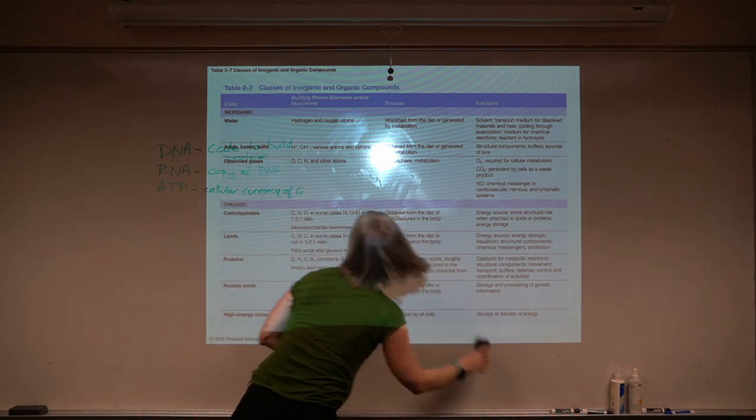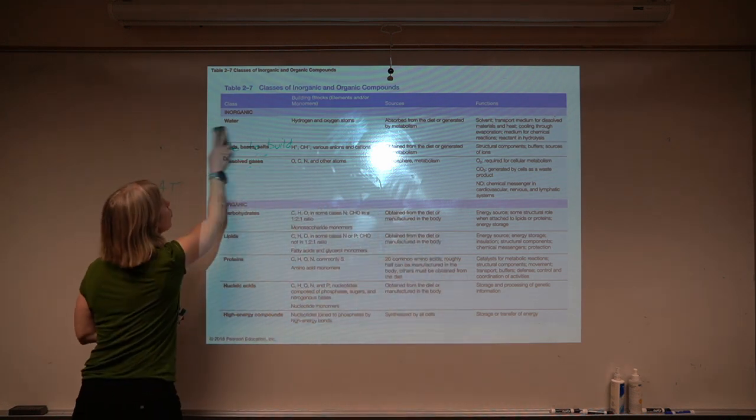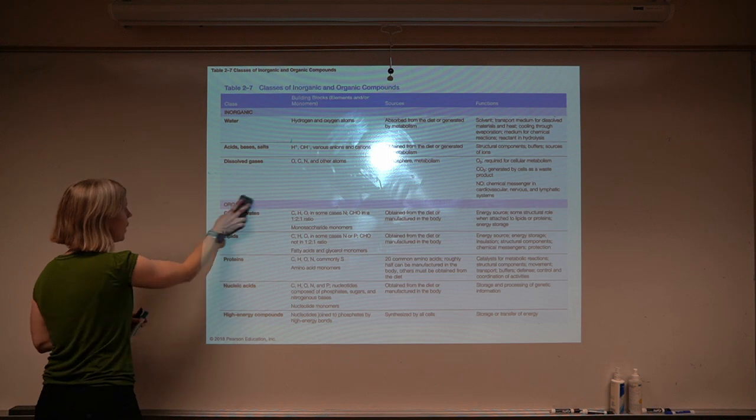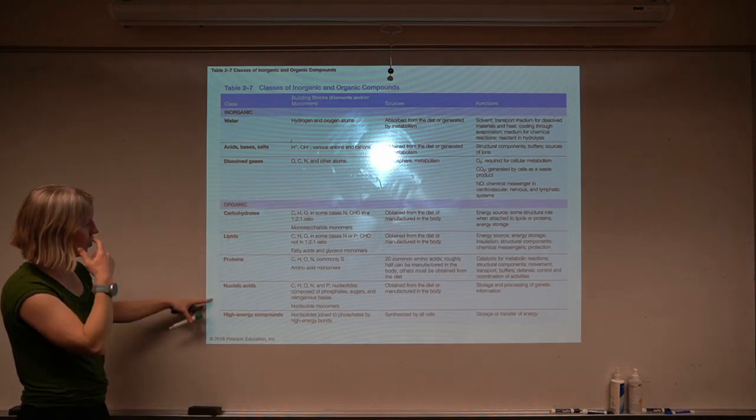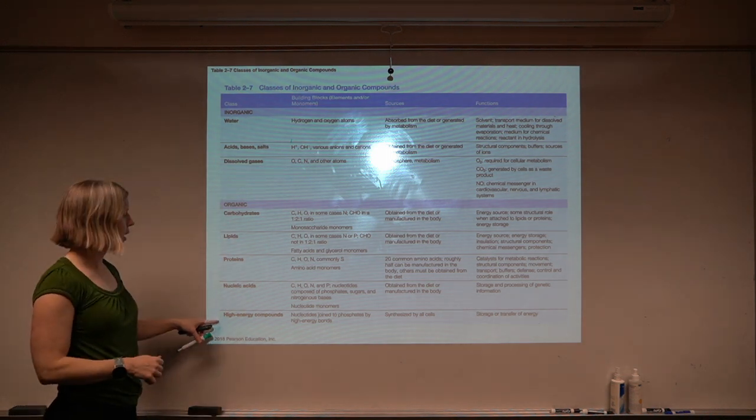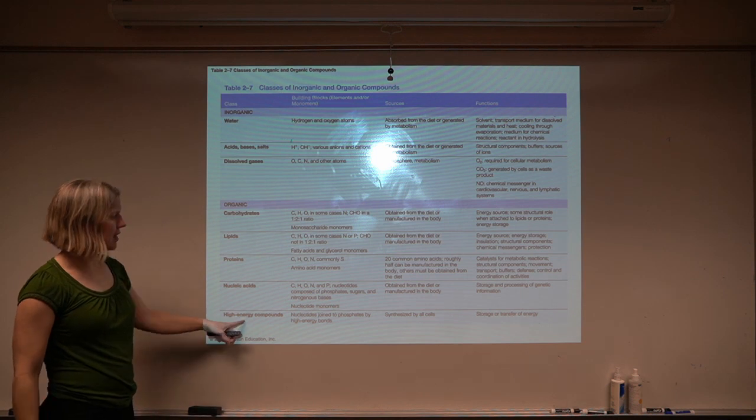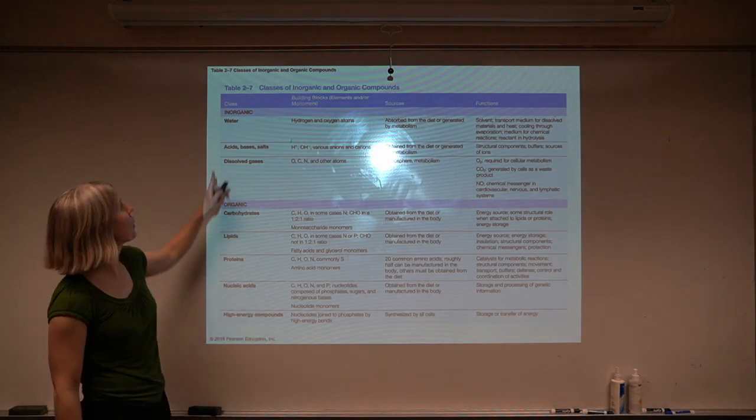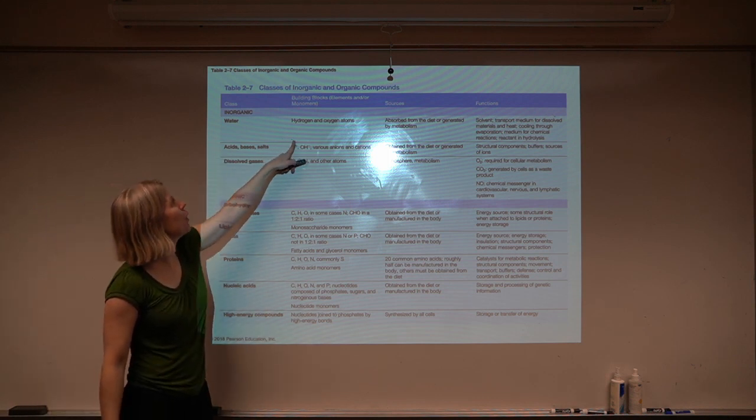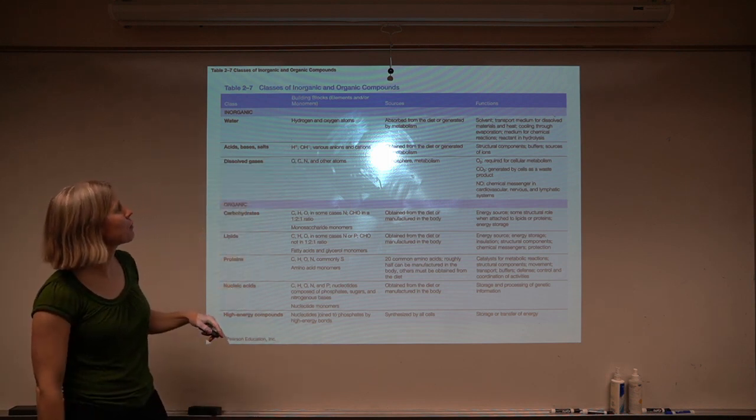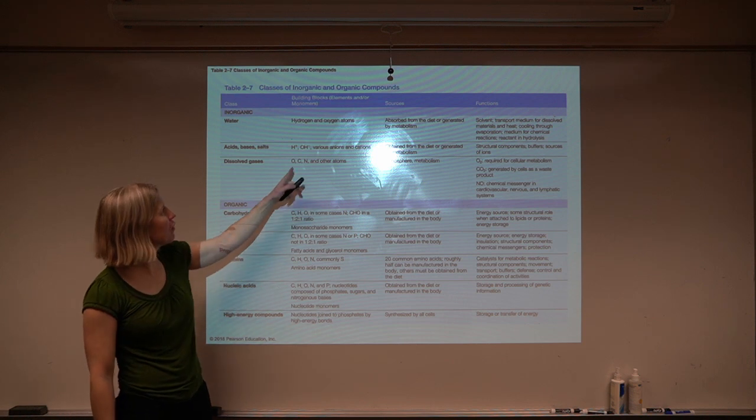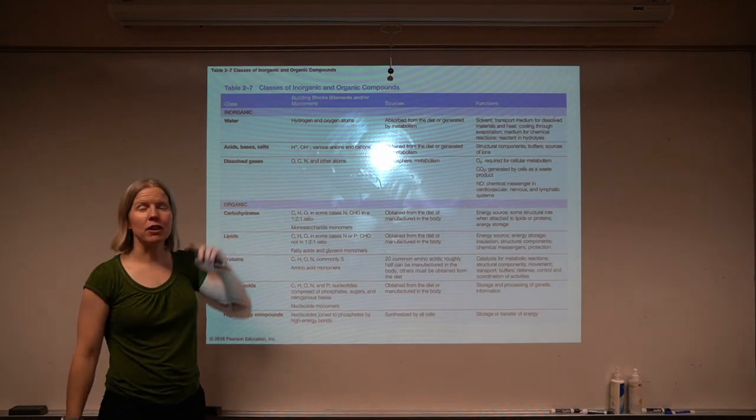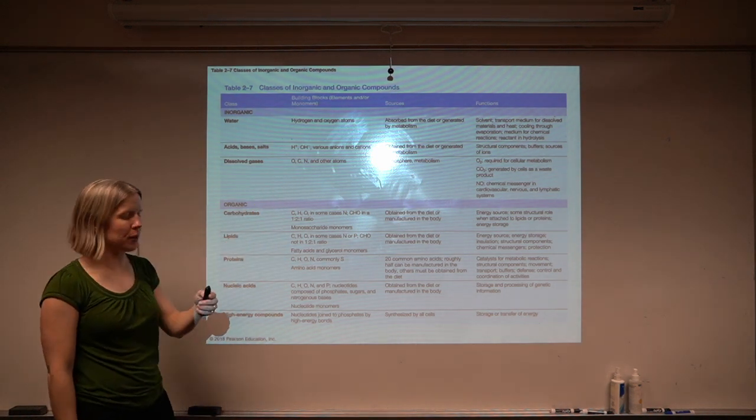Okay, I'm gonna give you a little summary here in table 2.7, right? So we were just talking about our 4 different organic molecules. These high energy compounds, they are nucleic acids. I don't like how they separated that. But again, inorganic molecules, they can have carbon, right? But they don't have carbon and hydrogen.